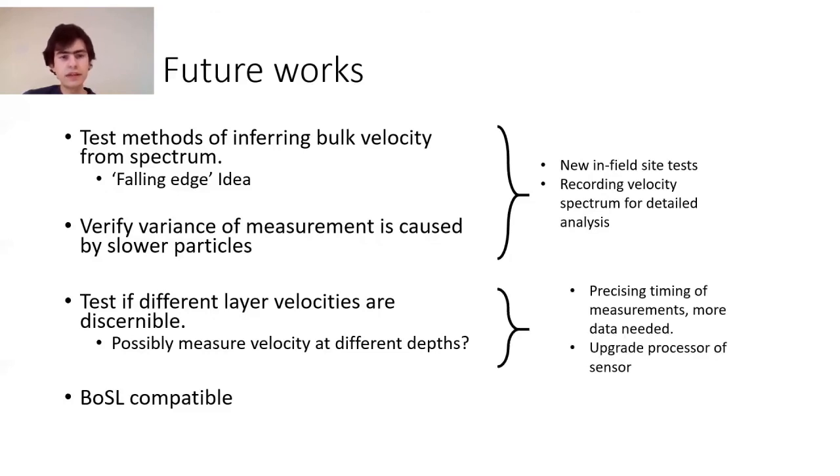For detecting the difference in velocities between different layers, calculations indicate that we'll need more precise time measurements and more data to be processed. To do this, we'll need to upgrade the processor of our sensor, possibly in a further iteration or a new version of the sensor. And some work on this has already been done, looking at different processors that we're able to use.